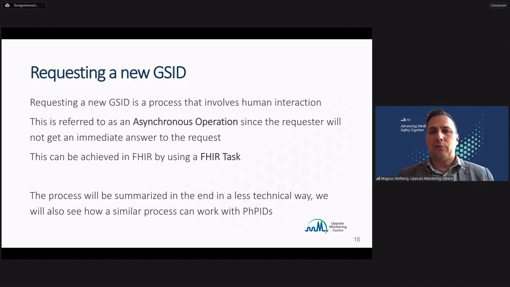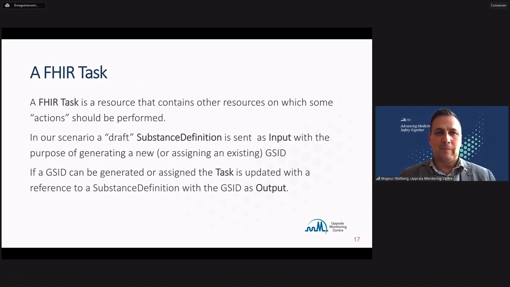I will go through this as FHIR resources in the beginning, and then I will get back and show it in a more summarized way that is slightly easier to understand. So a FHIR task contains resources on which actions should be performed. So in our scenario where we would like to request a new JS ID, we send a draft substance definition to the server embedded in the task. And we will then later get the task back with the generated JS ID as output.